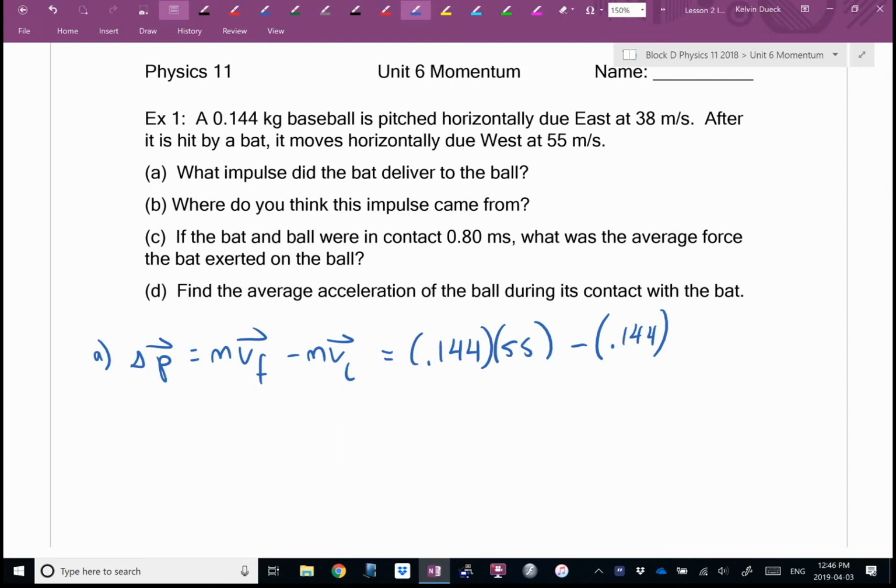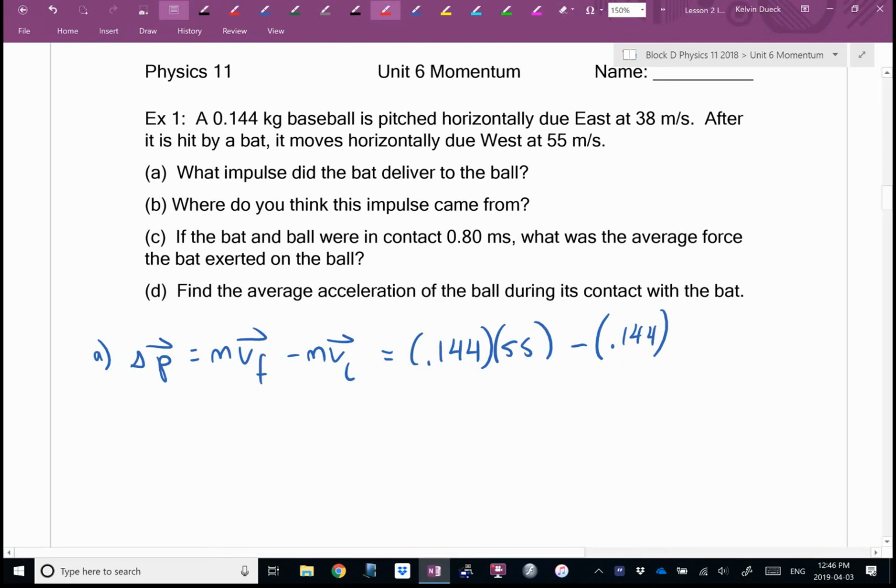Now, you might have decided to let east be positive and west be negative. I'm totally fine with that. We'll all get the same magnitude, and we'll all get the same direction in the end. By the way, here's what I would have done: as soon as I saw east and west, I would have put plus signs and minus signs in front of the velocities, and we'll do that on the next question, okay?